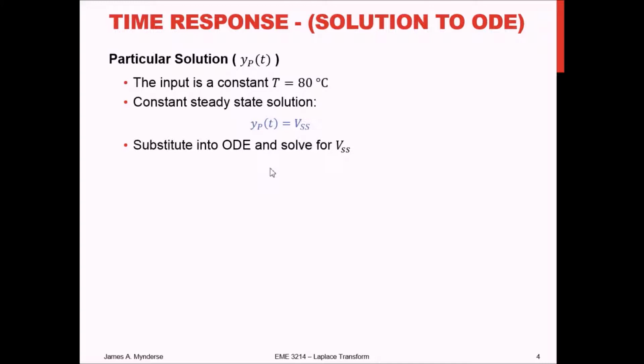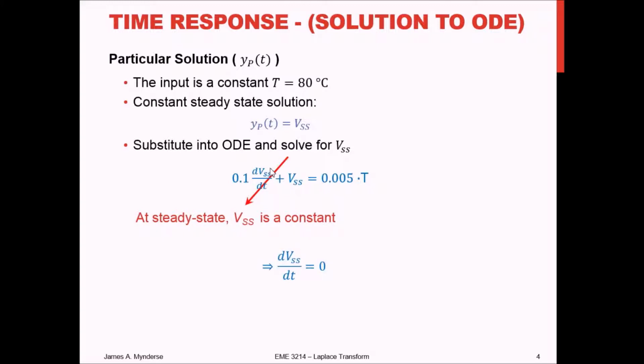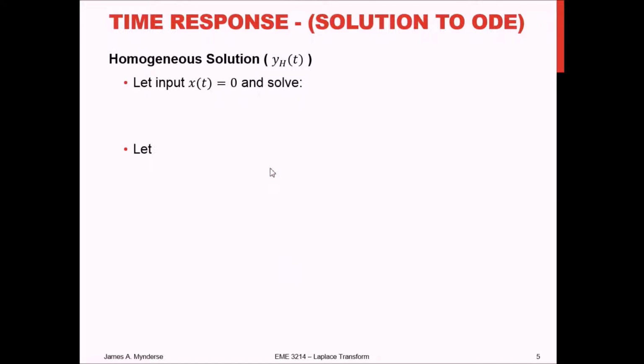Now let's try to find out what the exact value of that constant is. So we'll substitute it into our differential equation, y_ss, and solve for that value. At steady state, the derivative is a constant, so y_ss doesn't have any component of time. That means the derivative is 0. It's very easy to solve: y_ss is just equal to 0.005 times that 80 degrees Celsius, and that's going to give us 0.4 volts. All right, that's the particular solution.